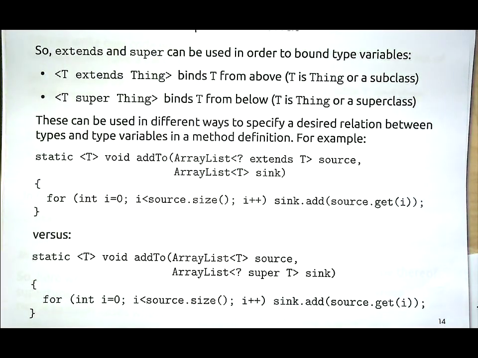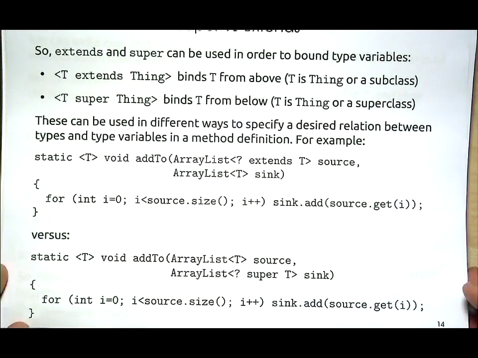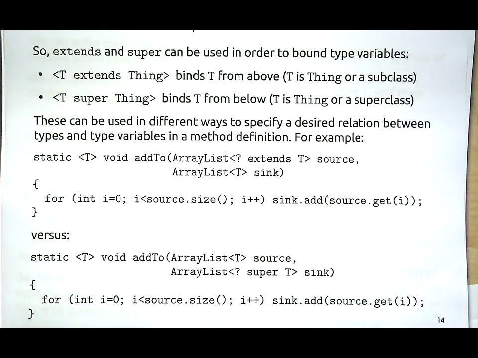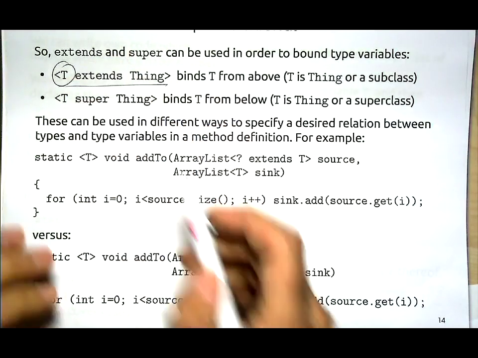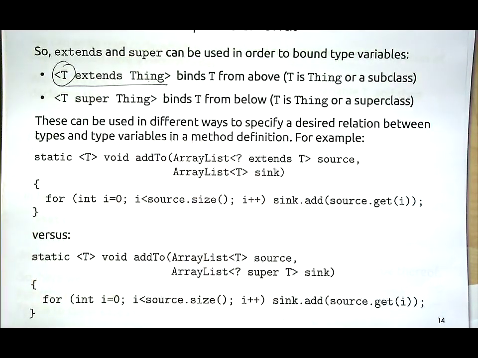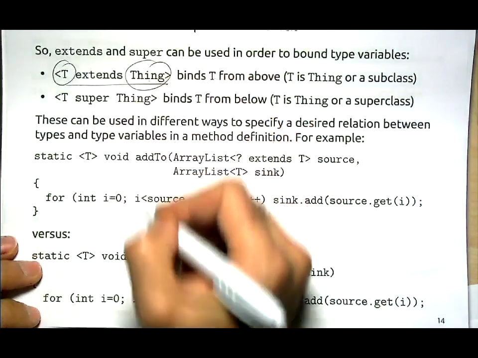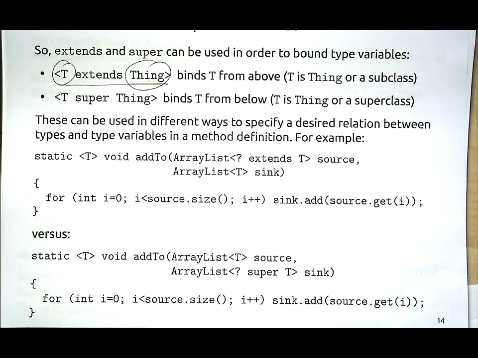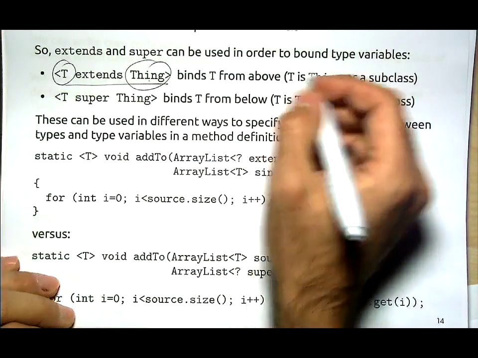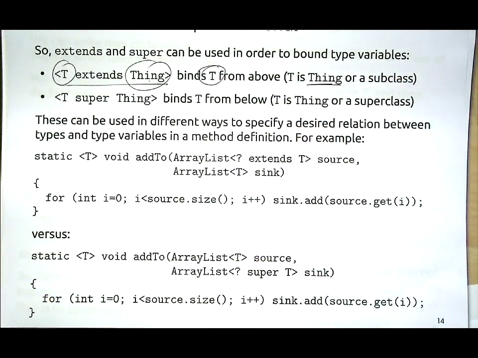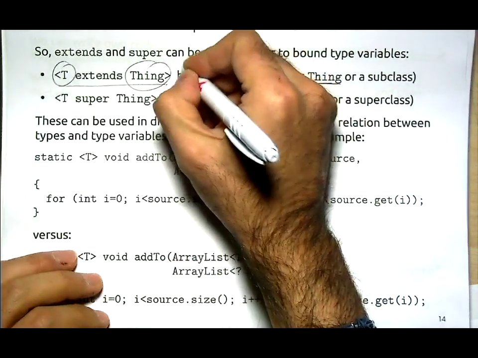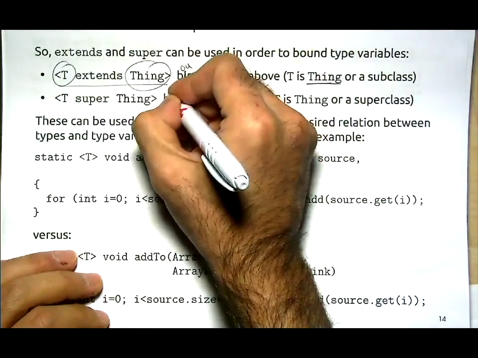Okay, so coming back to bounded types and how we define them, we have extends and super in order to bound type variables. When we add this in the signature, it means that T is a subclass of thing. So it can be this class, this type, or something that is below it. So if you like, thing bounds T from above. Actually, this should not be binds, this should be bounds. It's a typo.